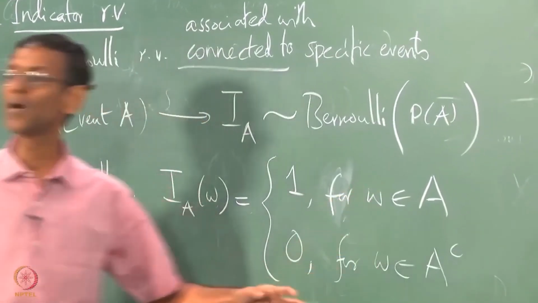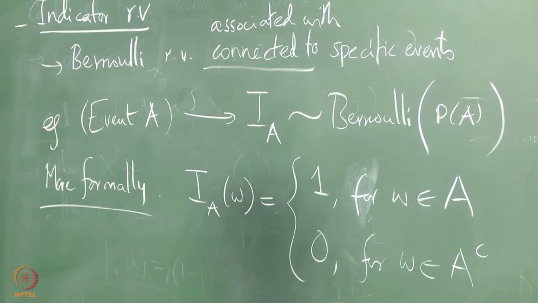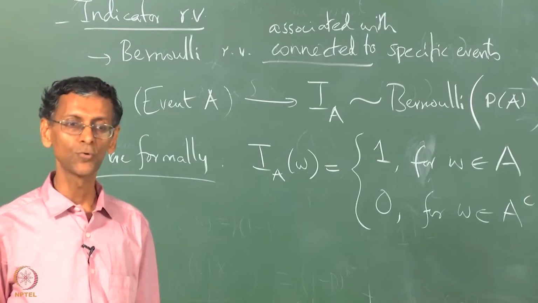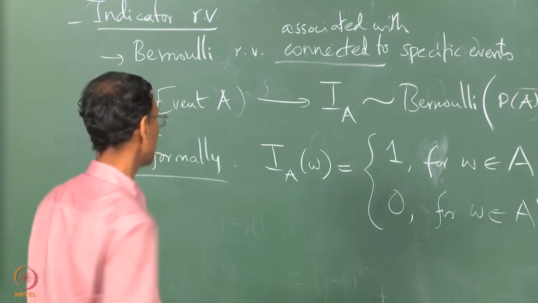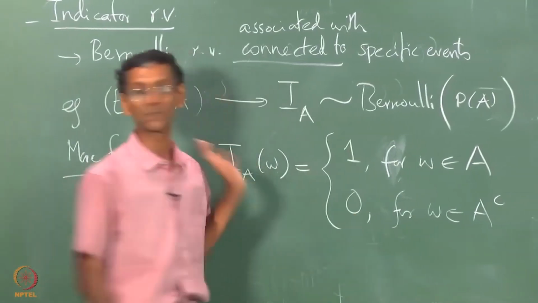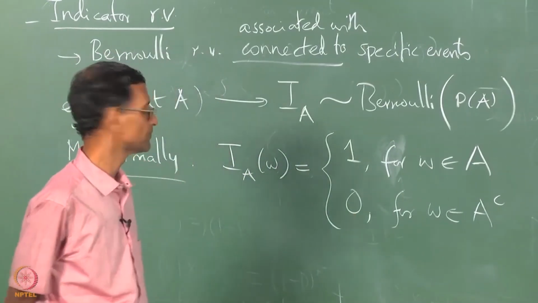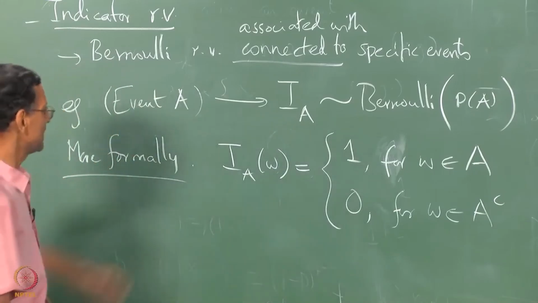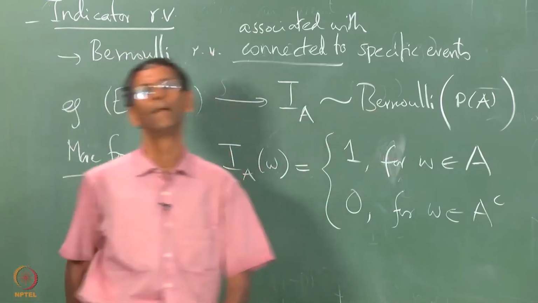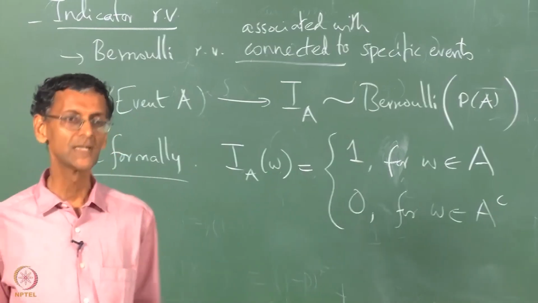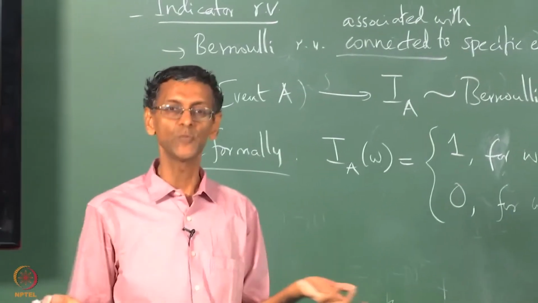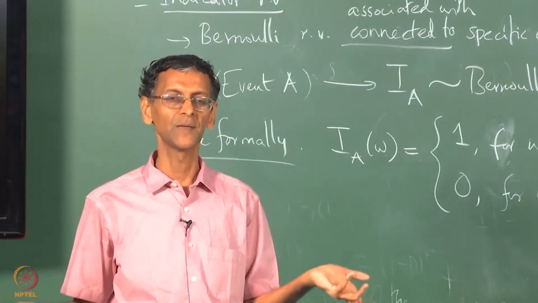There is no other possibility: either omega is in A or in A complement. A and A complement are a partition, so they cover the space. You do not have some third possibility that is neither in A nor in A complement, and this is a complete definition. So, if you look at this clearly, the probability of I_A equal to 1 will be P of A itself. So, these indicators are a bridge between events and random variables.